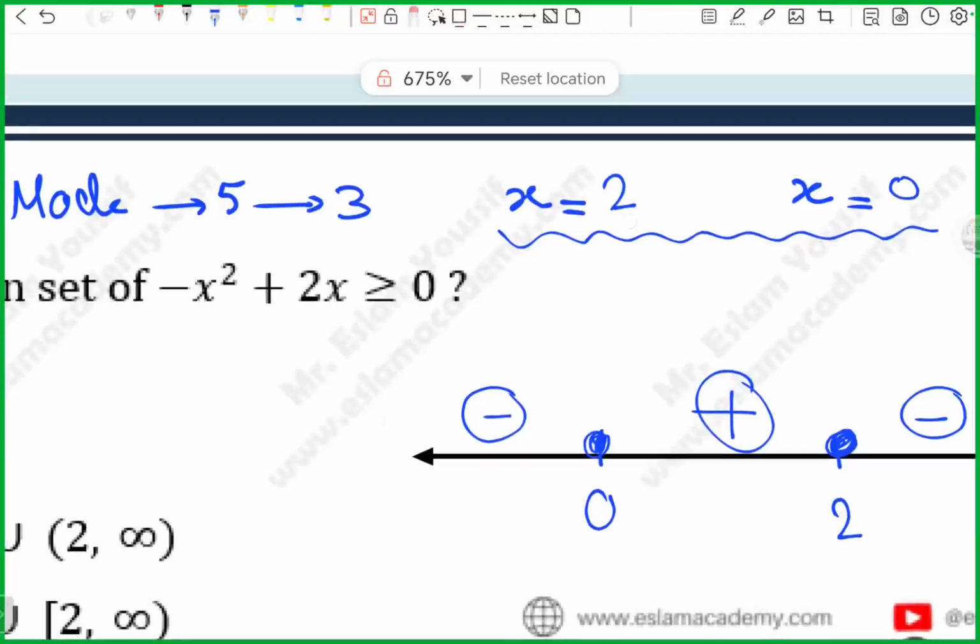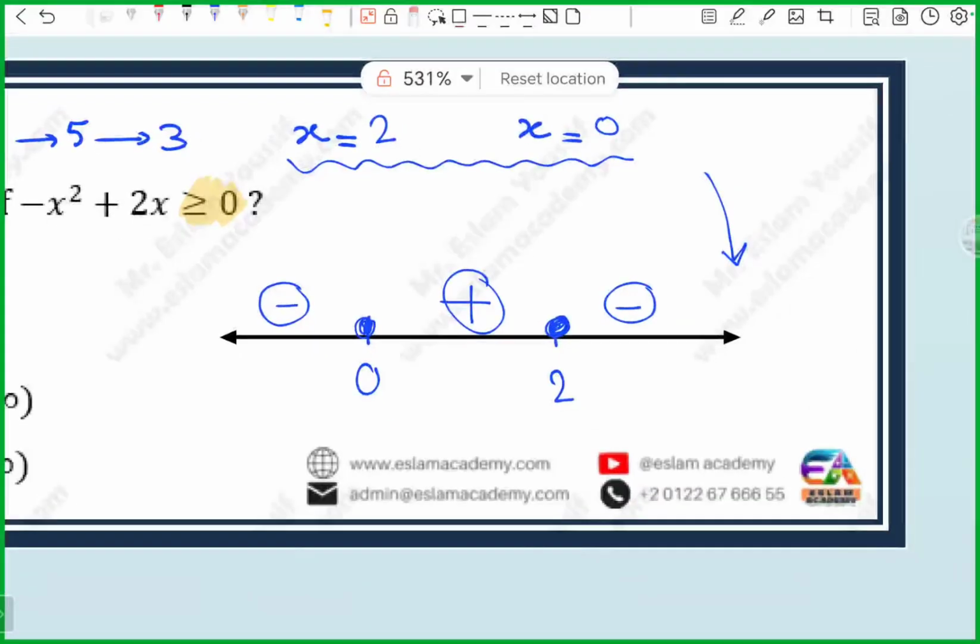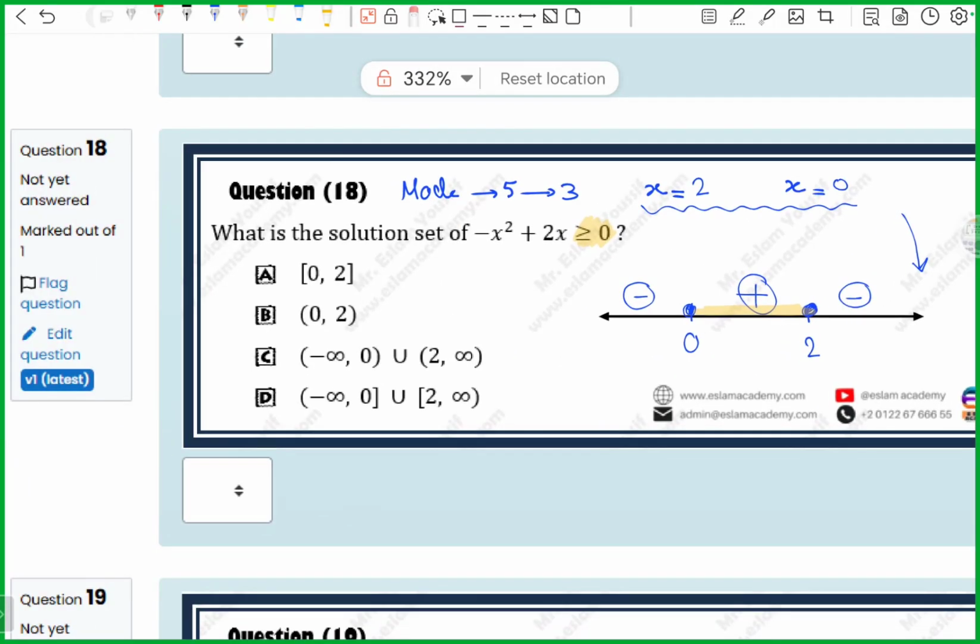No. What is required in the question? I need more than 0. More than 0 means I need the positive or the negative? Positive. So which part here is positive? The middle. Thank you. So which interval here represents the middle? B. How B? It's open or closed?